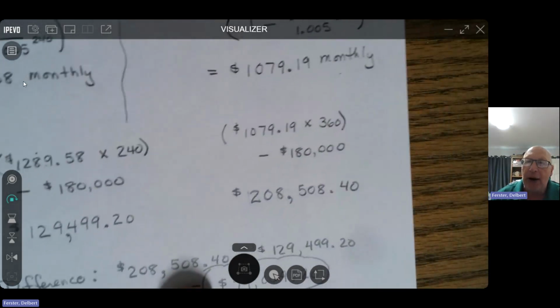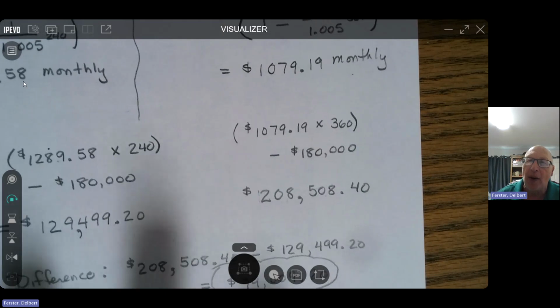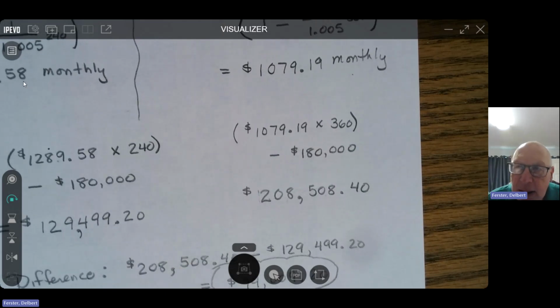Compare that with the 30-year guy. So we're going to be winding up taking our $1,079.19, oh baby, times 360, because that's 30 years worth of payments. Again, subtracting out the amount we borrowed, which was $180,000. And in this case, the interest charge amounts to $208,508.40. The problem asked us to find out how much difference there was in the interest.